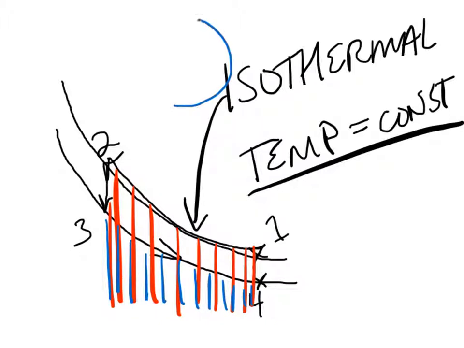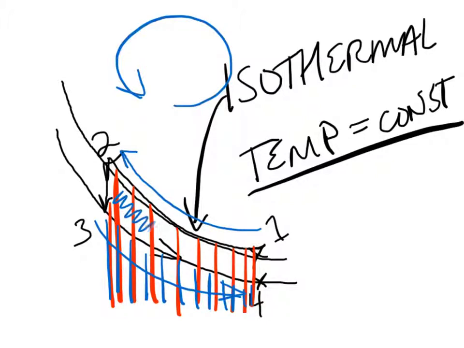When you go counterclockwise around a PV graph, we're doing more work on the gas to get it from state 1 to 2 than the gas is doing back for us as it goes from state 3 to state 4. And that difference is going to be the amount of work that we end up putting into the gas. It was supposed to be multicolored, but it wasn't. So the area in the middle is going to be the net amount of work that we put into the gas in this case.